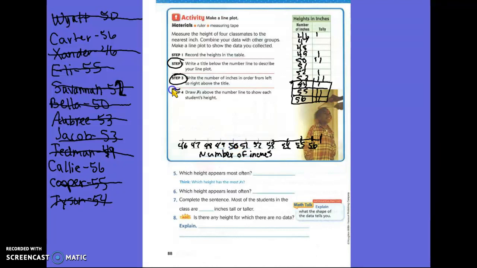Okay, step 4 says draw X's above the number line to show each student's height. So how many students are going to be in 46? 1. Okay, now you keep putting X's for the rest of the heights, using your information in your graph.